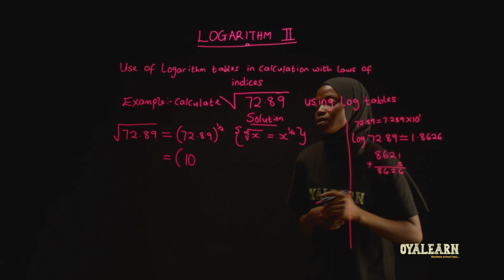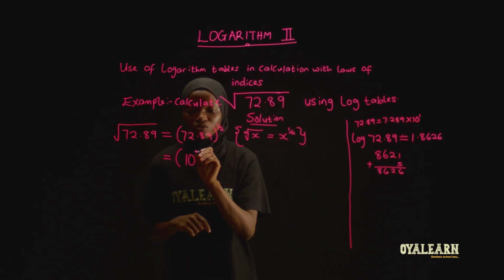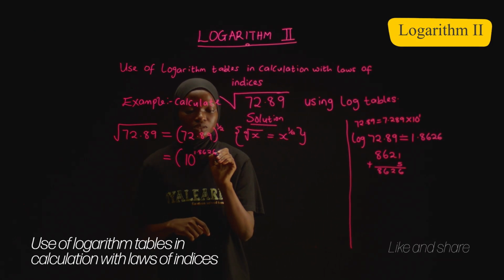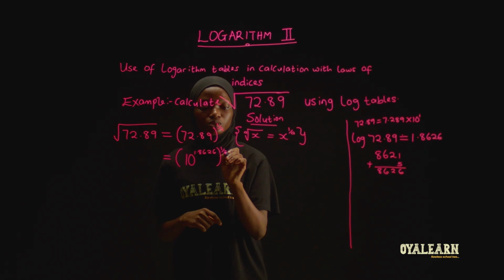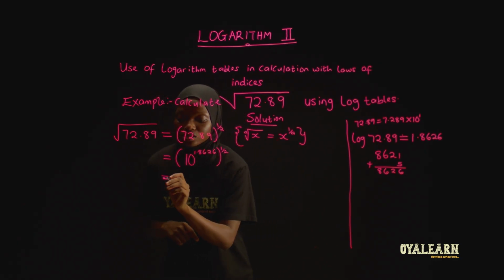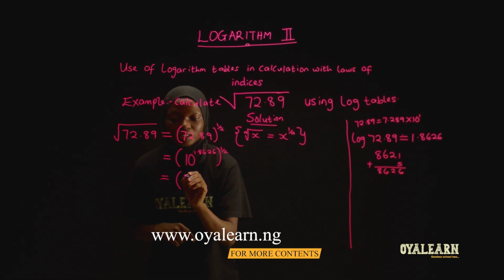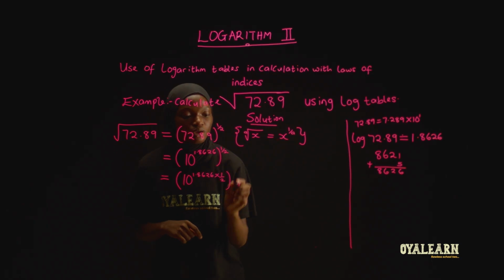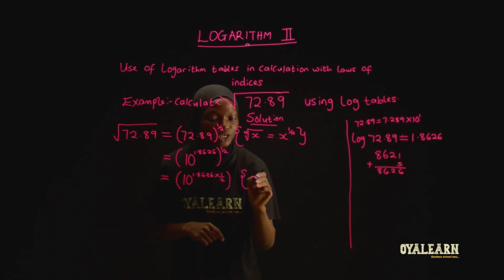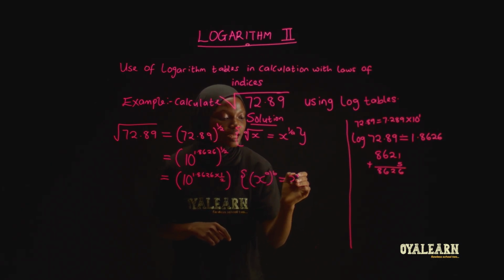1.8626 here, and that means 10 raised to the power of 1.8626 would give 72.89. Then everything is raised to the power of 1 over 2. Also, applying another law of indices, this becomes equal to 10 raised to the power, we multiply the powers, 1.8626 times 1 over 2. From the law of indices, whenever you have powers like this, it becomes equal to x raised to the power of a times b.